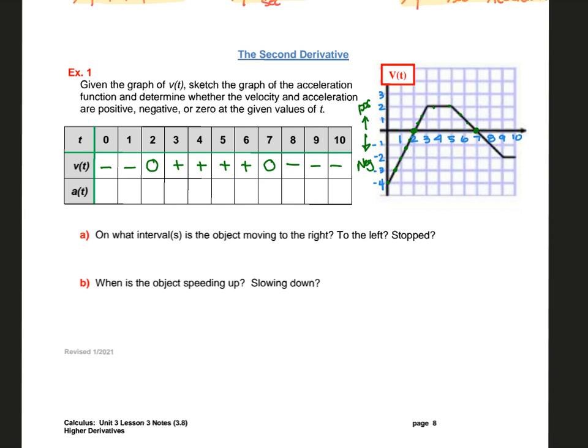Now we're going to graph the acceleration graph. The acceleration graph, remember, is a graph of the slopes of the velocity graph.